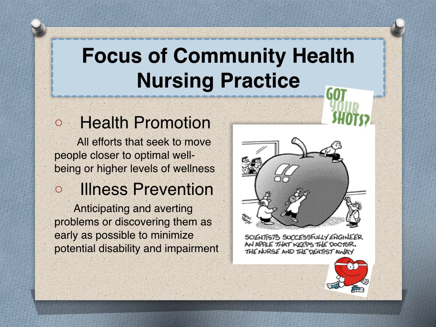So we come to the focus of community health nursing practice, which is health promotion and illness prevention. Health promotion being all of those efforts that seek to move people closer to optimal well-being or higher levels of wellness. The goal then is to raise the levels of wellness for individuals, for families, for specific populations, and for communities. It's about keeping people from falling in the river. Illness prevention is anticipating and averting problems or discovering them as early as possible to minimize potential disability and impairment. Our practice then is guided by 3 levels of prevention.